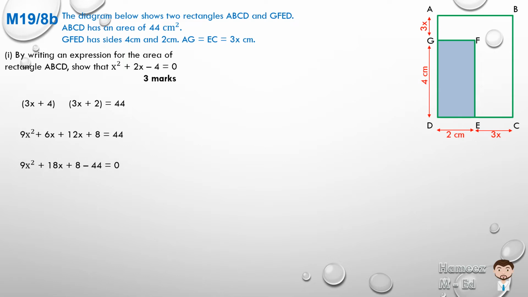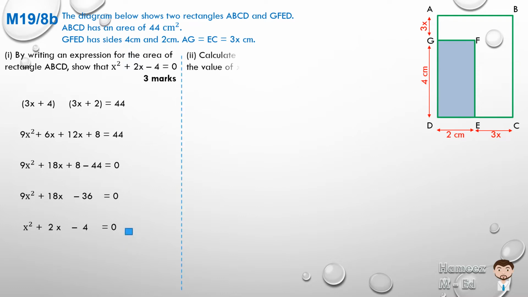minus 44. And we can simplify further. 9x squared plus 18x plus 8 minus 44 is minus 36 is equal to 0. And if we look through that, we can see that we can divide throughout by 9. So that gives us x squared plus 2x minus 4 is equal to 0. And we have completed the proof.